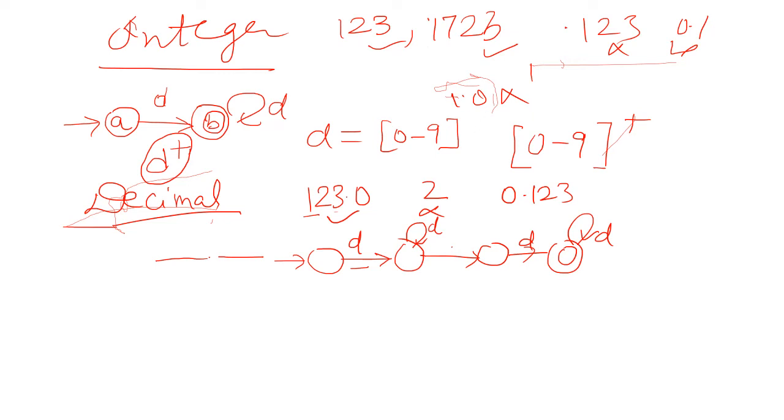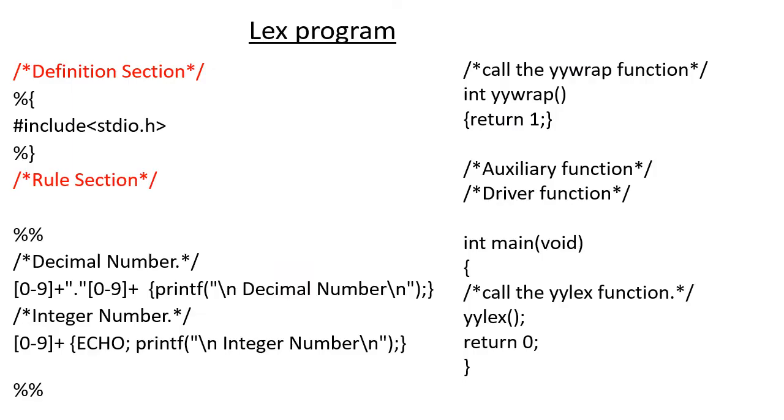So what is the pattern? The pattern will be 0 to 9 plus, point, 0 to 9 plus. This is the regular expression for decimal, right? Now we'll go to the code. So as we know, this is what?